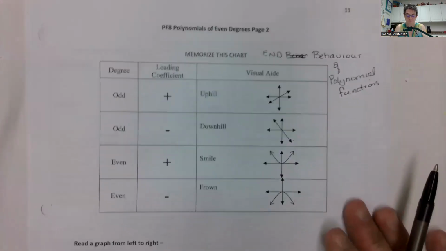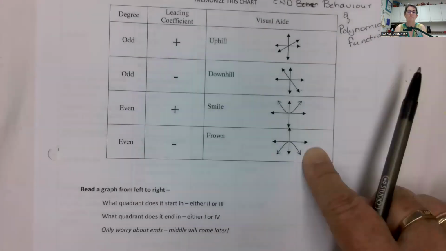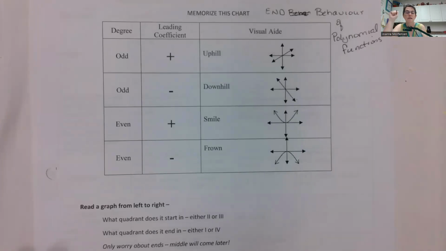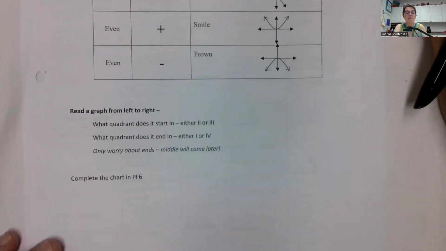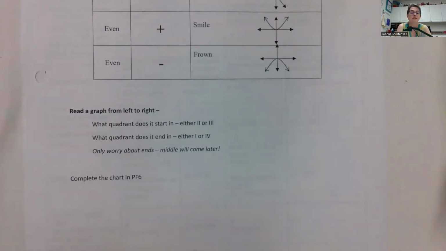Ta-da! Once you have this diagram, a little sketch that you draw, it becomes super easy to figure out what quadrants your starts and ends are. I find that way easier than trying to memorize everything. Just a little note that says read the graph from left to right all the time.